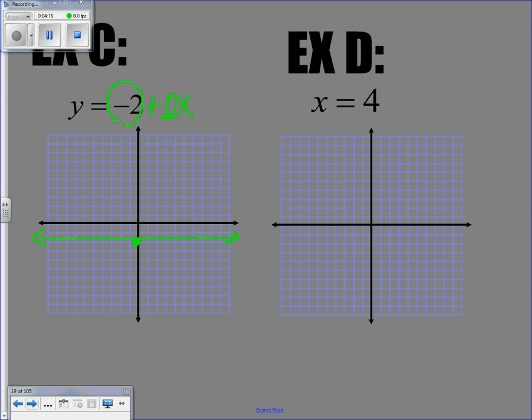Example D is an x equals, so that's totally different. So hopefully you remember at this point that x equals 4 is a vertical line over at 4. Okay, now what is the slope of a vertical line? Undefined. Okay, how I remember that? It goes up so fast, okay, that I can't define it. Okay, so it's so steep you can't define it, so it's undefined.